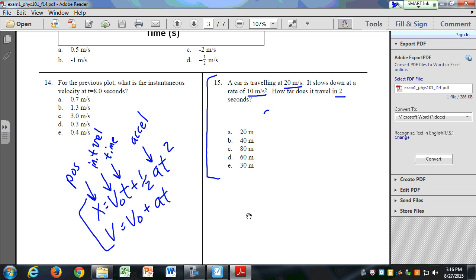Not just the velocity, but the what? The initial velocity. Because that's what it is at time equals 0. That's our state before it starts changing. So our v naught is equal to 20 meters per second. And what is the 10 meters per second squared?